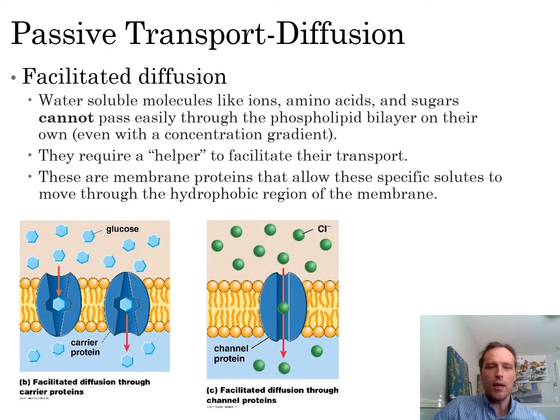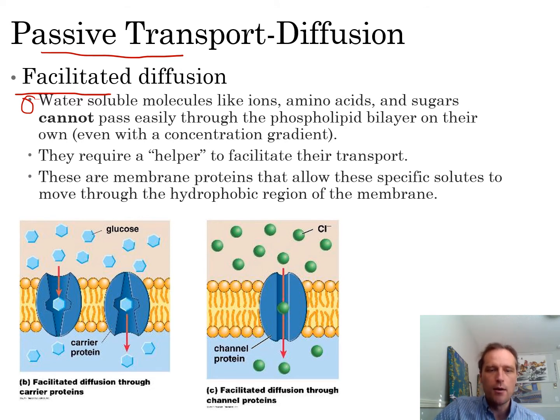Facilitated diffusion is when there's a little bit of a helper protein involved in doing this. So facilitated diffusion is a subcategory of passive transport. Bullet one, water-soluble molecules like ions, amino acids, and sugars cannot pass easily through the phospholipid bilayer on their own, even with a concentration gradient.